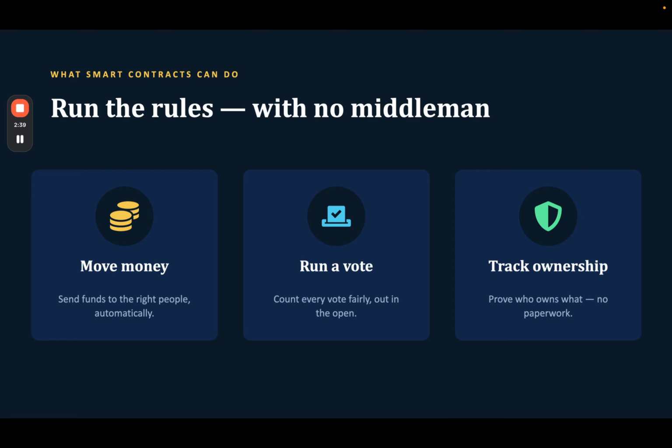So what do smart contracts do? They move your money, they run a vote, they track the ownership. So whatever the operations are, they track it from the ownership point of view.